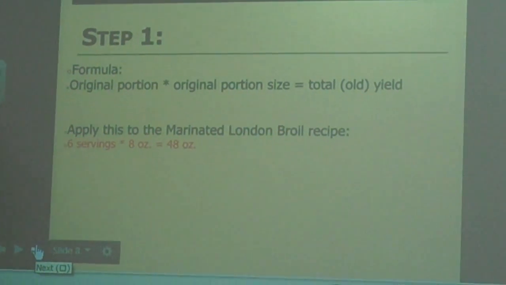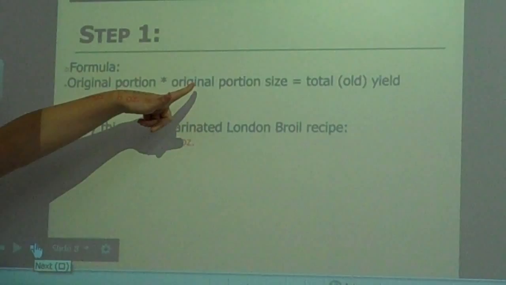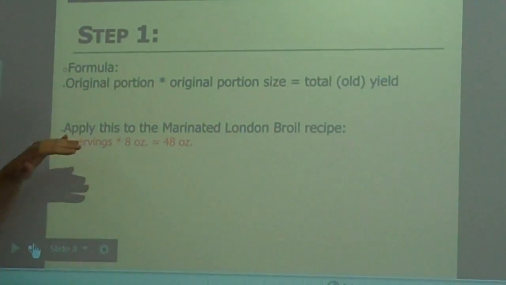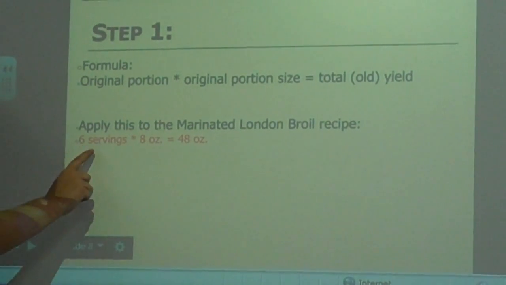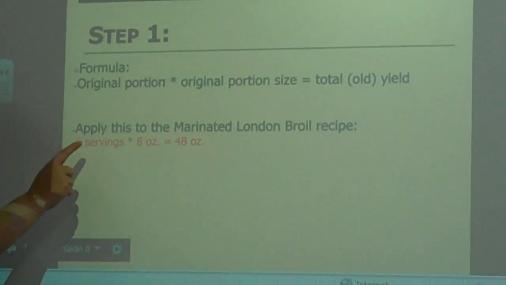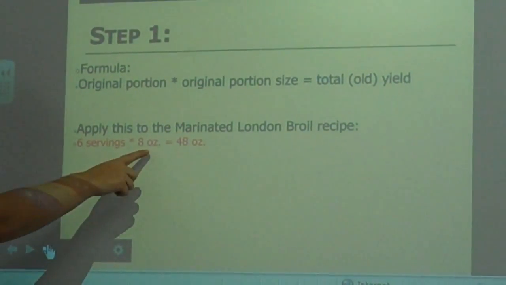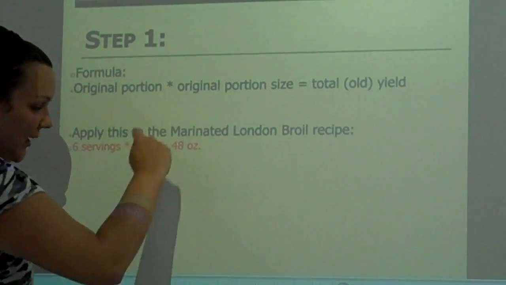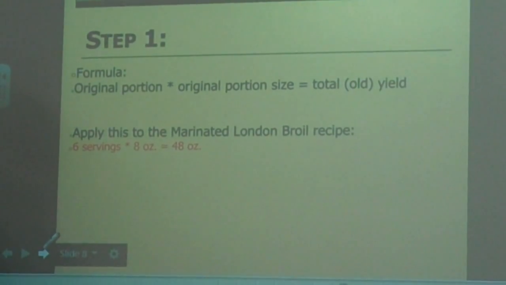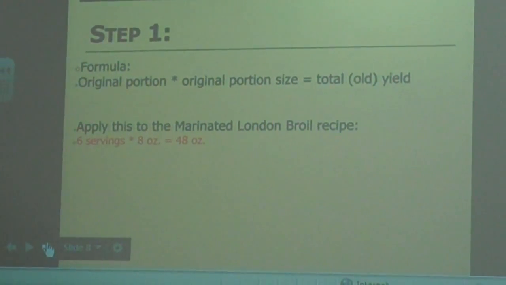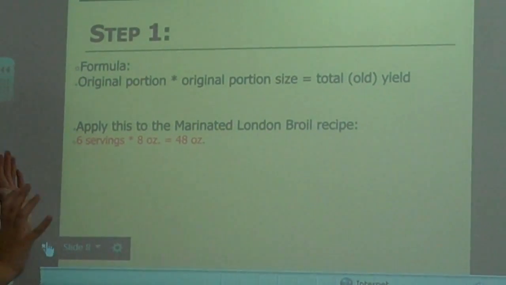Okay. So you're going to take your original portion times your original portion size, and that's going to give you your total old yield. Okay? So I did that for you right here. 6 servings, because our original recipe made 6 servings. Each size of the steak is 8 ounces. So our total old yield is 48 ounces. Okay? So that's our old yield. Alright? So you're just going to remember that. You're going to use it in a minute.